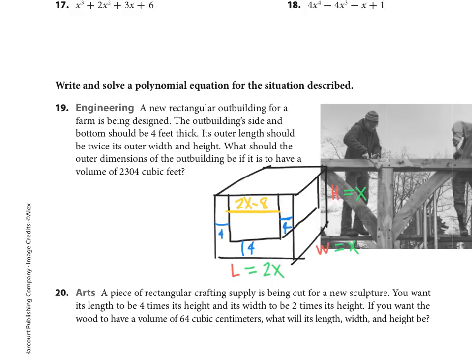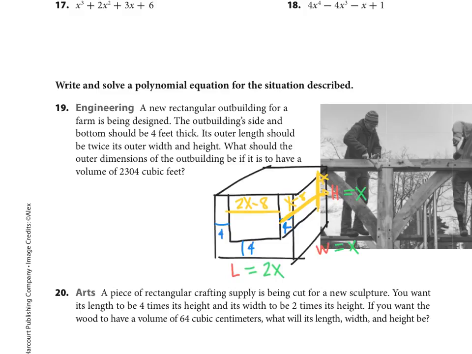All right, so now we need to find our inside width. Our width is X. That's the outside width. Our inside width is going to be what? X minus 8. Okay, what about our inside height? It's going to be X minus 4. Why is this one only X minus 4? It didn't tell you anything about the roof being 4 foot thick. It just said the bottom and the sides.